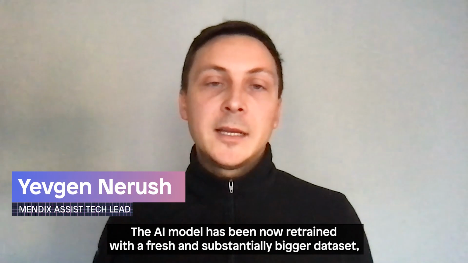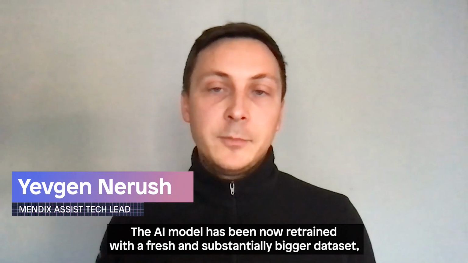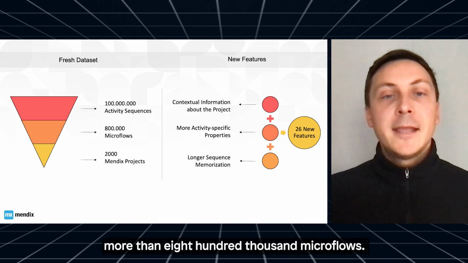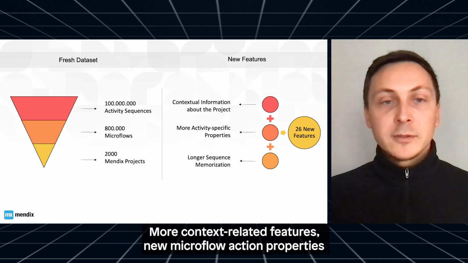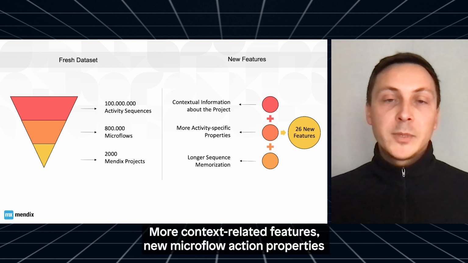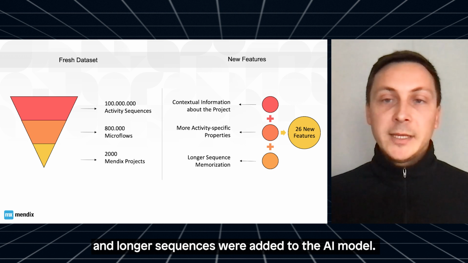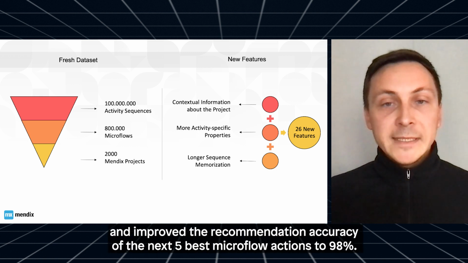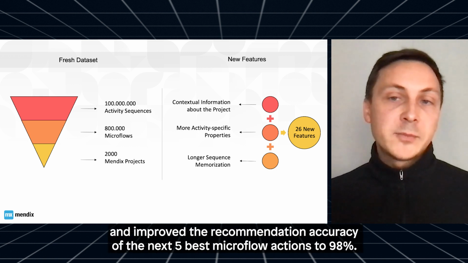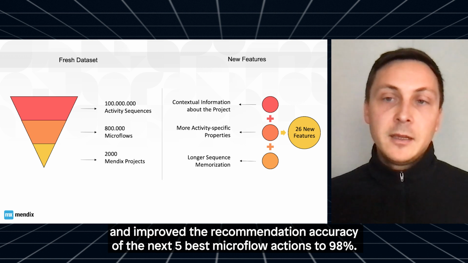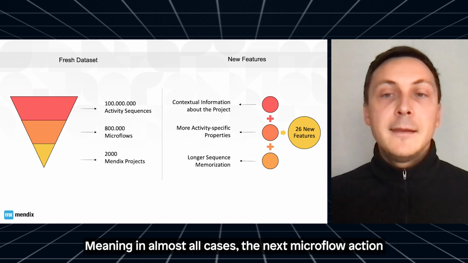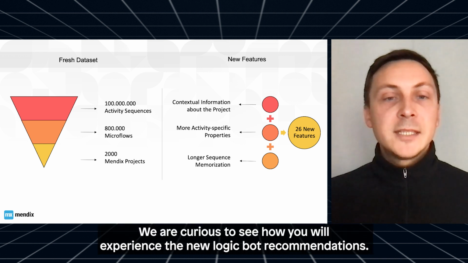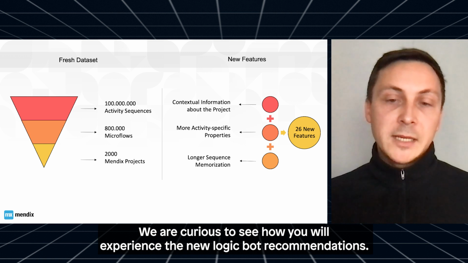The AI model has now been retrained with a fresh and substantially bigger dataset, containing more than 100 million training samples generated from more than 800,000 microflows. More context-related features, new microflow action properties, and longer sequences were added to the AI model. These have doubled the number of hyperparameters of the model and improved the AI recommendation accuracy of the next 5 best microflow actions to 98%, meaning in almost all cases, the next microflow action is definitely in the Logic Bot top 5 suggestions. We are curious to see how you will experience the new Logic Bot recommendations.